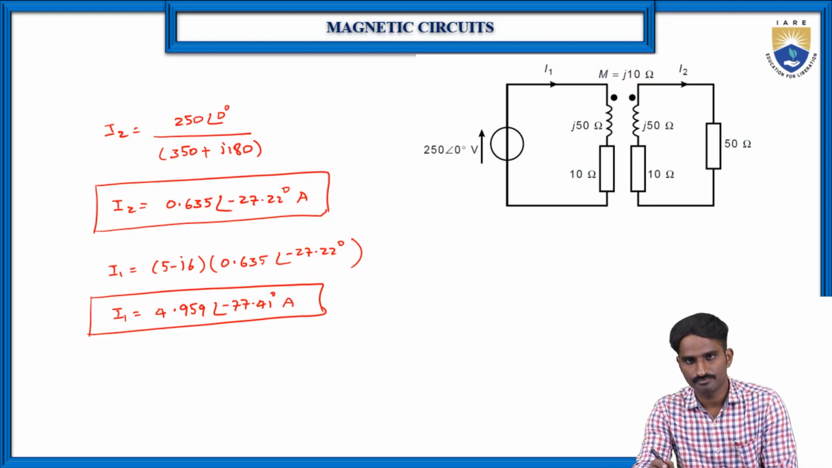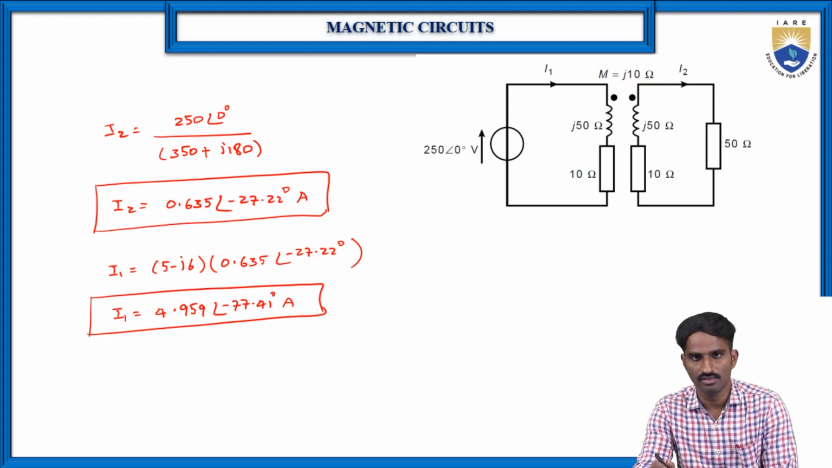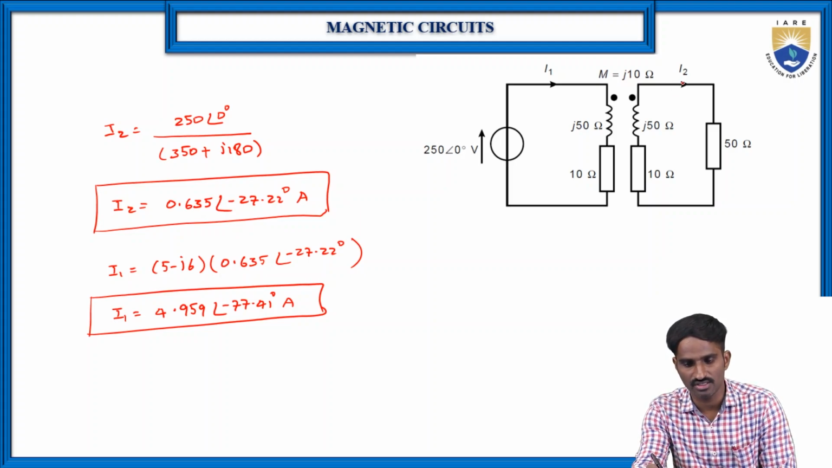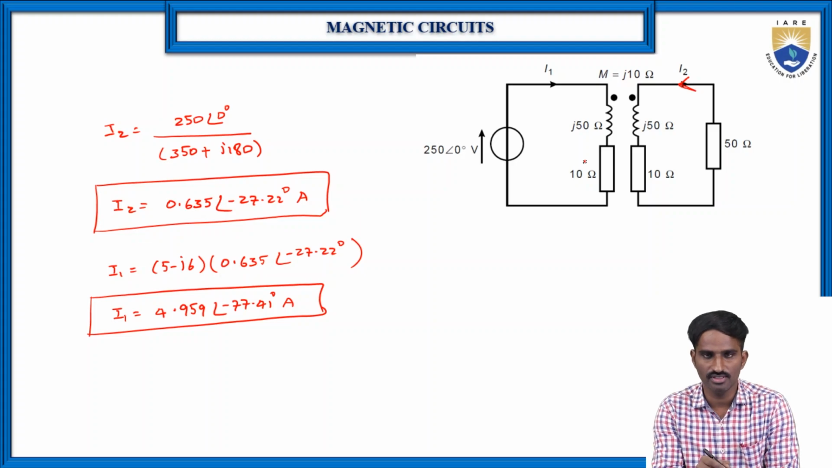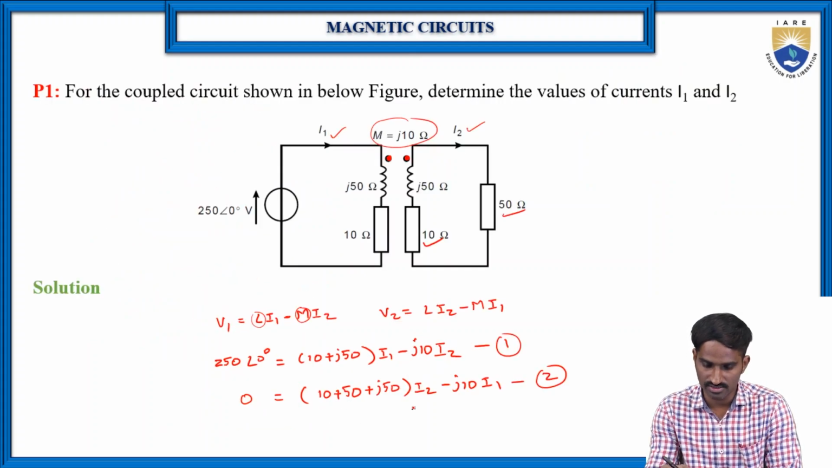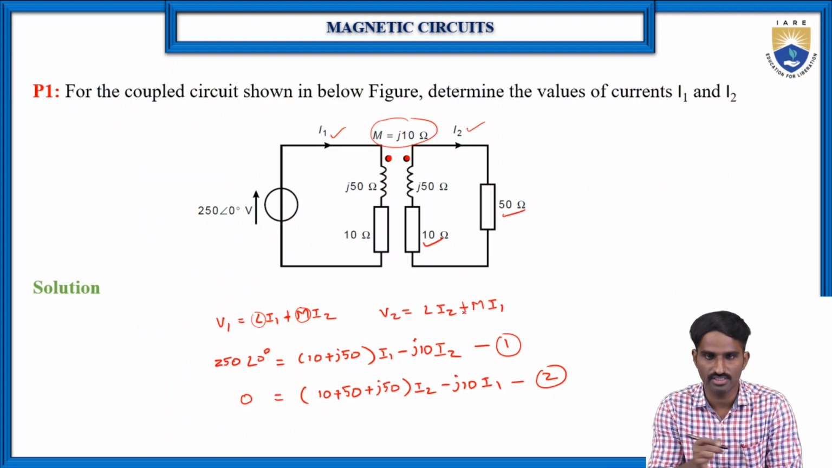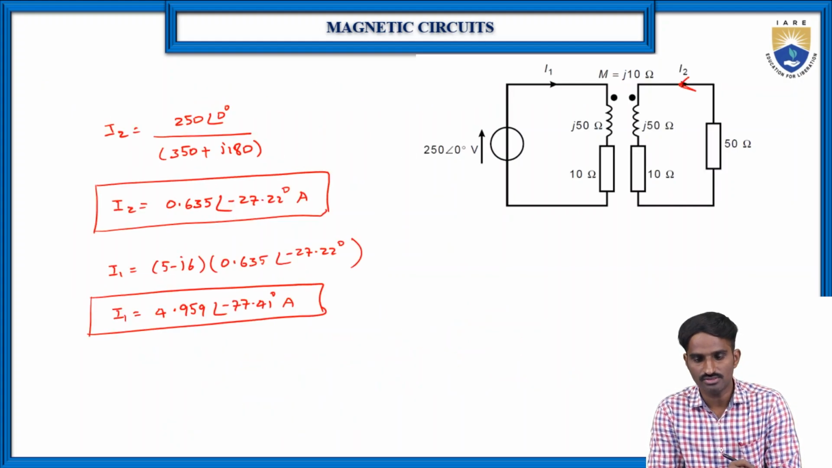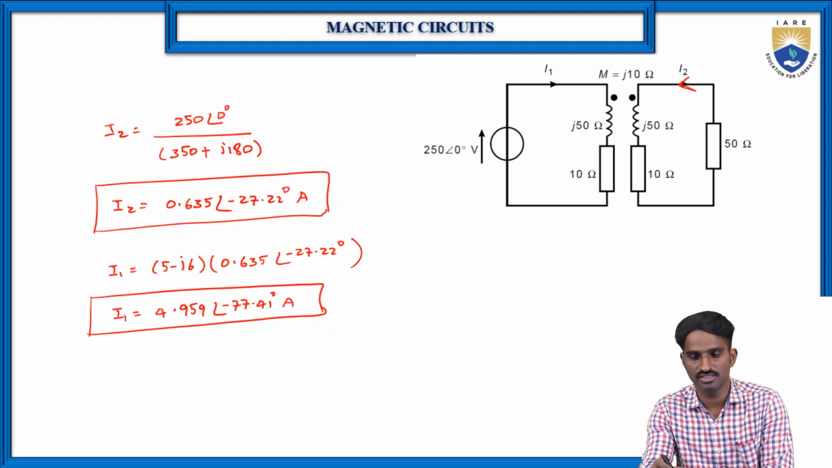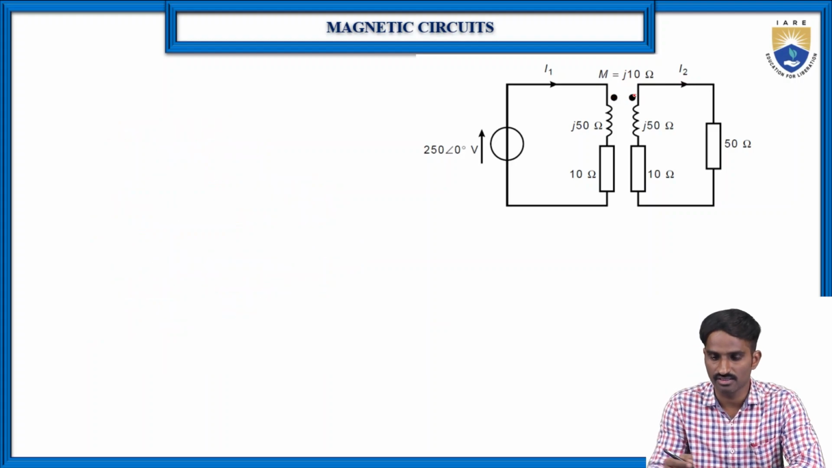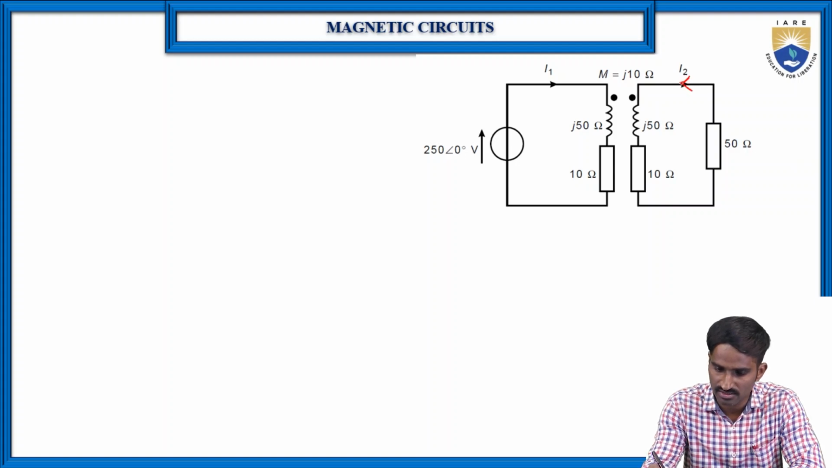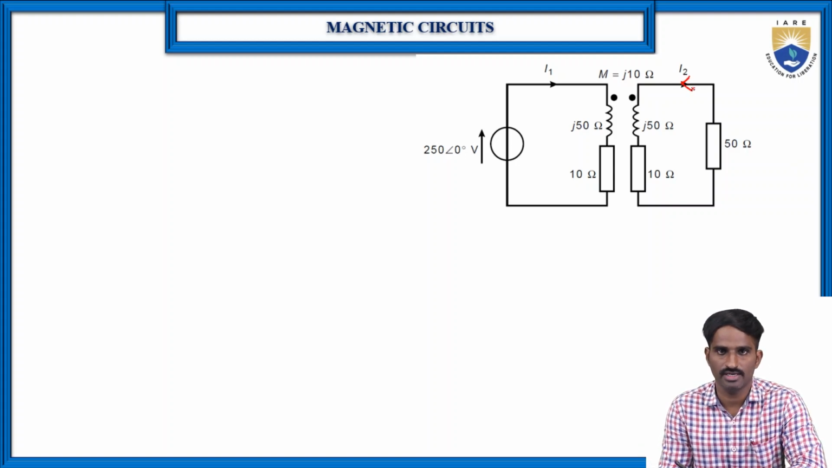In the previous session we discussed the dot convention. Suppose the direction of I2, instead of this way, is like this. Let us consider the direction is like this. Then in this equation you will get plus, and here also you will get plus. Let me write here: instead of this, let us consider this is the direction of the current I2.